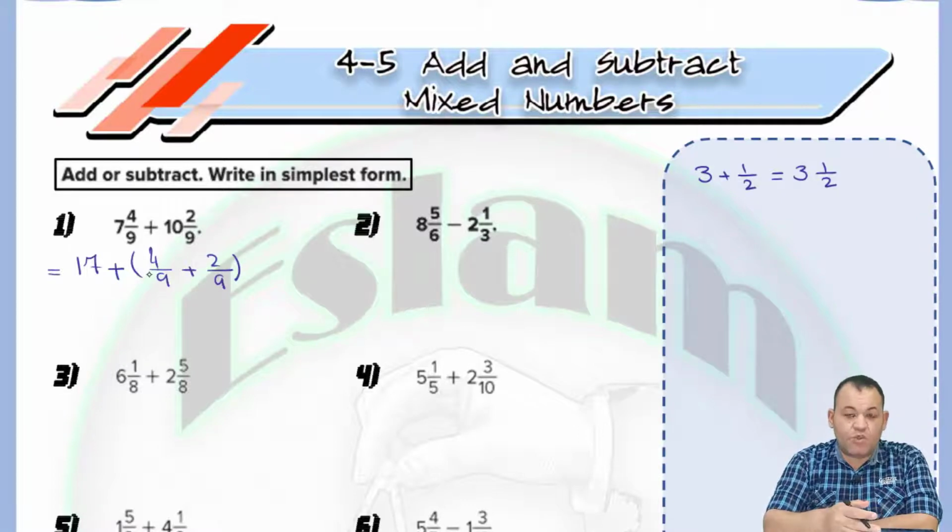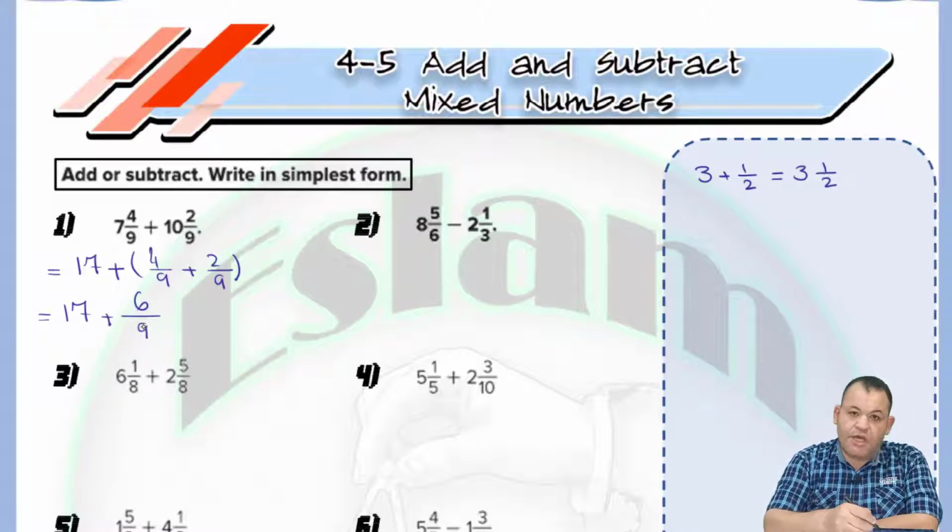If you need to add the two fractions, you need to make sure that the two fractions have the same denominator. Once we have the same denominator, we can add them. So it will be equals 17 plus the same denominator, so we just write it. 4 plus 2 equals 6.